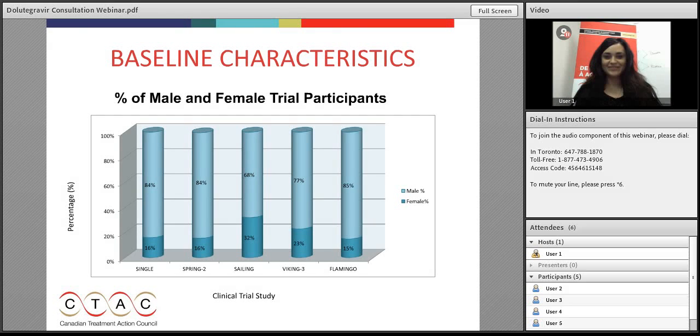And we could really see this in this particular graph that shows the percentage of male and female participants in all 5 studies. And in the saline study particularly, we see a greater inclusion of female participants at 32%, which is very important, especially with regards to capturing any statistically significant differences that may exist in sexes with regard to how drugs are absorbed and metabolized in the body.